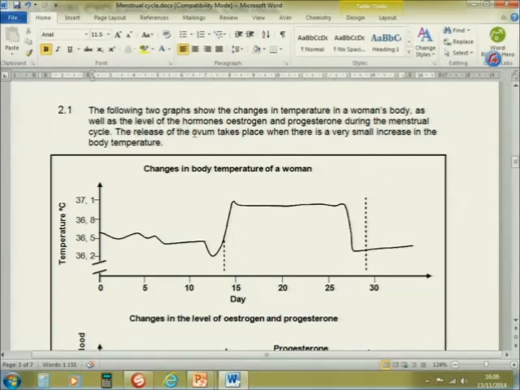The release of ovum takes place when there is a very small increase in the body temperature.